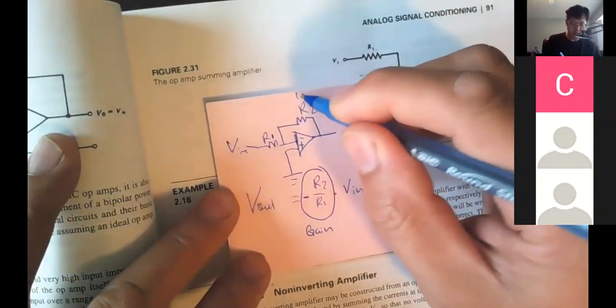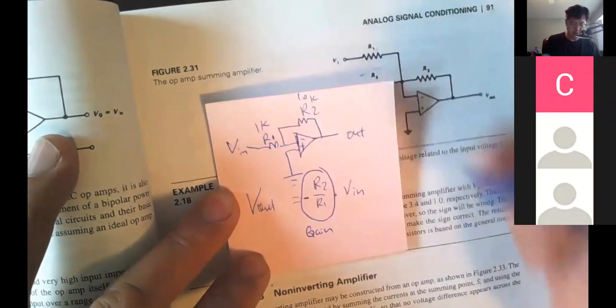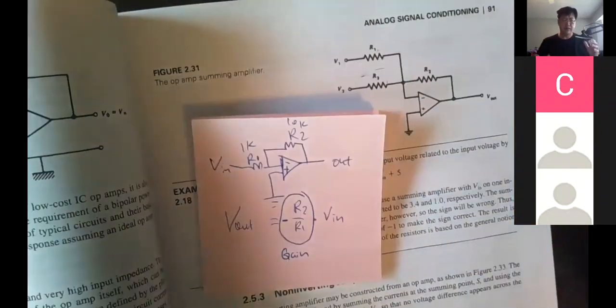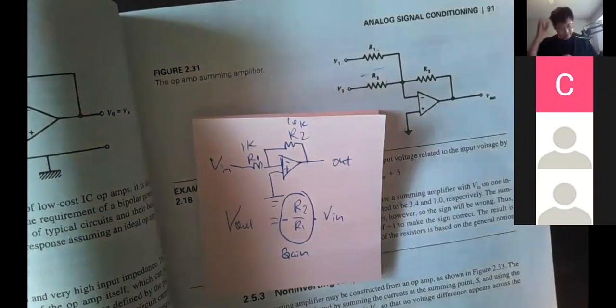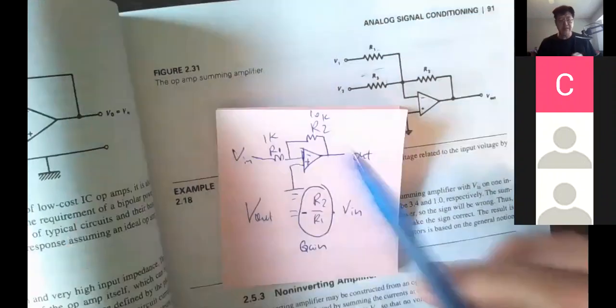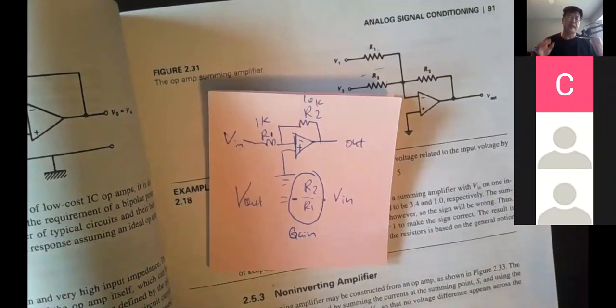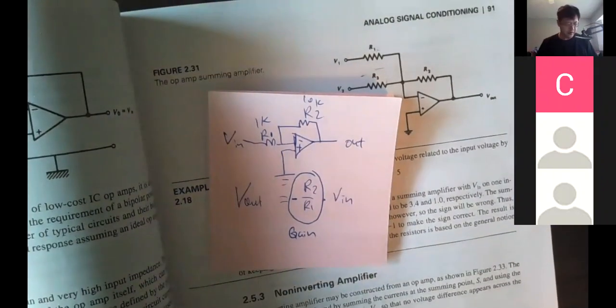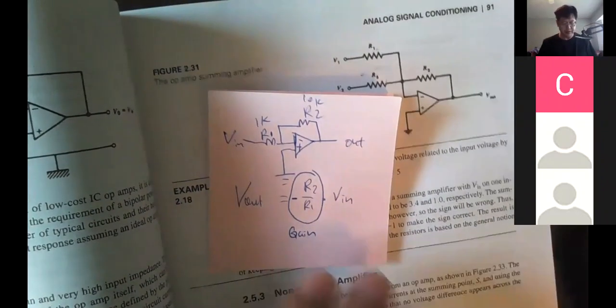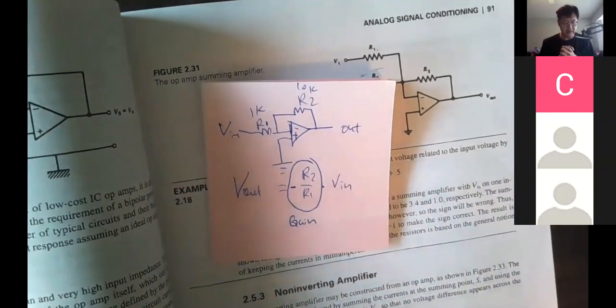If we have 10K and 1K, those are the two resistors. The gain will be negative 10, for example. So this circuit will make the signal 10 times bigger, also stronger. That's an amplifier with a gain of 10. All right, there are many other applications.